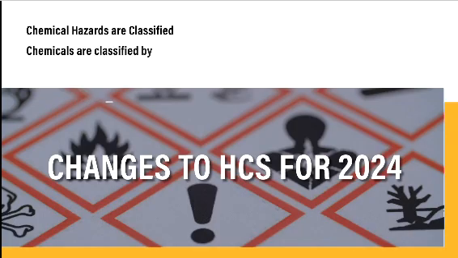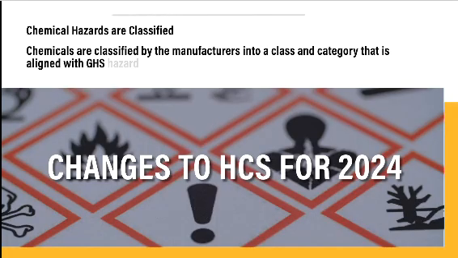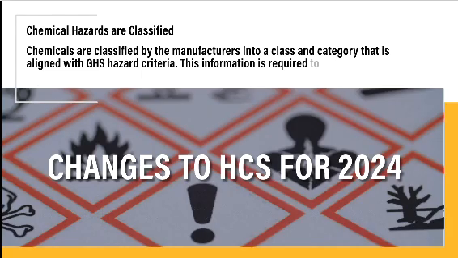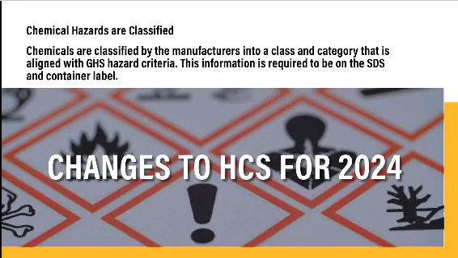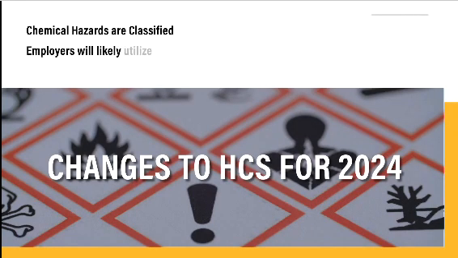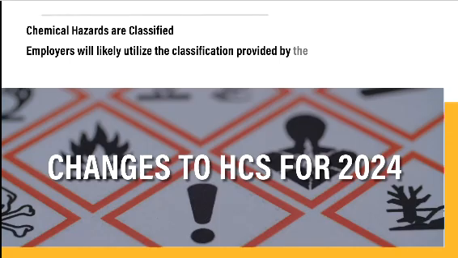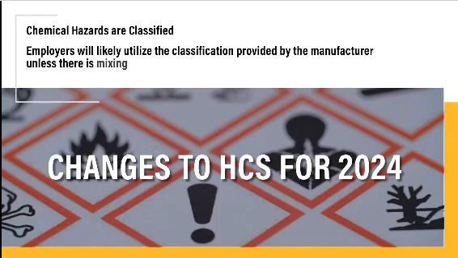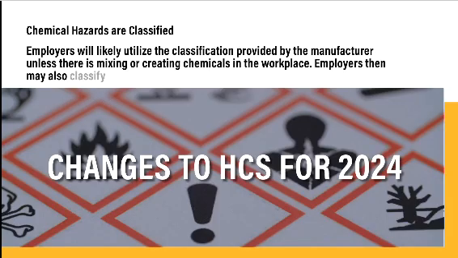Chemicals are classified by the manufacturers into a class and category that is aligned with GHS hazard criteria. This information is required to be on the SDS and container label. Employers will likely utilize the classification provided by the manufacturer unless there is mixing or creating chemicals in the workplace. Employers then may also classify chemicals.